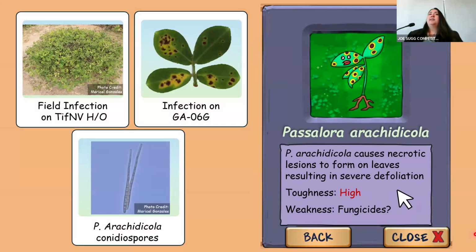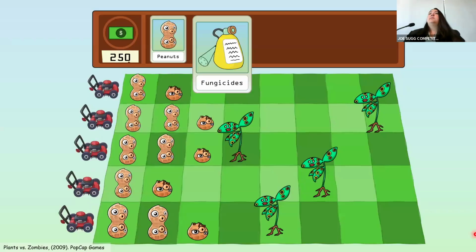In the field setting, it can cause severe defoliation, and unfortunately, a defoliated peanut cannot produce. And so it can result in up to 50% yield losses when left untreated. How do we defend against this disease? Well, the main way we defend is through the use of fungicides. However, in recent years, there's been a little bit of a lack of efficacy of these fungicides.